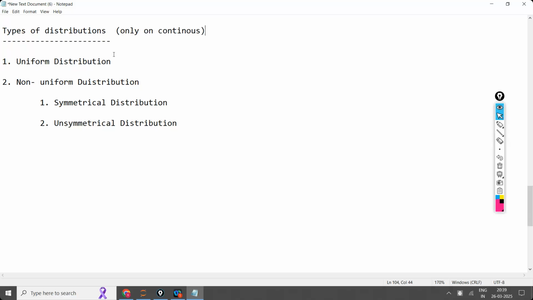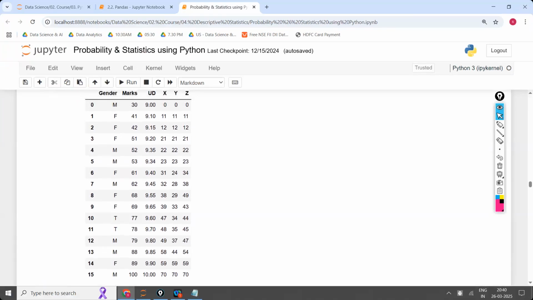Right? Now, first, let's start with the uniform distribution. Earlier you have taken one image, right? Again, now open that image and there is a column called UD, column number 3. For that UD column, draw the histogram. You only draw. Let's see. Create it with number of bins equal to 4.